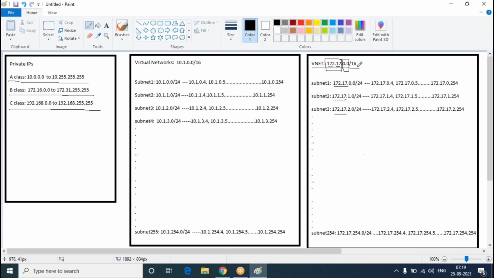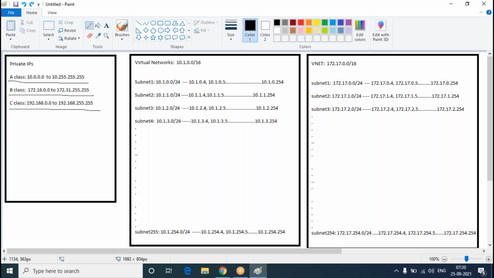So /16 is saying that two octets are reserved for networking. The third octet is open for changing, and the changing forms the subnets: 0, 1, 2, 3 up to 254, 255 subnets. The last octet is releasing the IPs out of the subnet. This is the hierarchy: network, subnets, and IPs. Is it clear? Yes or no?